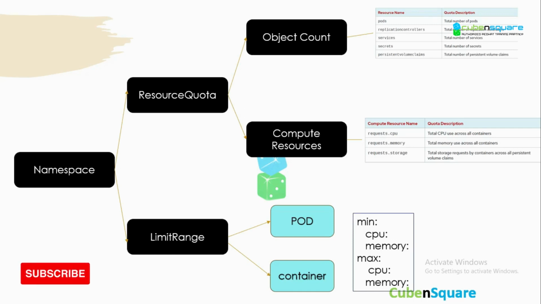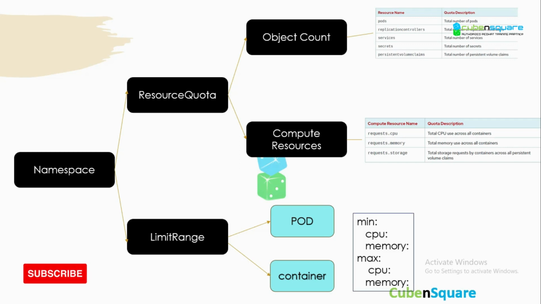And as you can see here, when we create a namespace, the first thing is I am creating a resource quota. So what is resource quota? When I say resource quota, I have two different categories in that. One is I'm setting up the object count and compute resources. Object means all about how many pods we can create in that particular namespace, how many replication controllers we can create, how many services can be created, secrets, persistent volume.